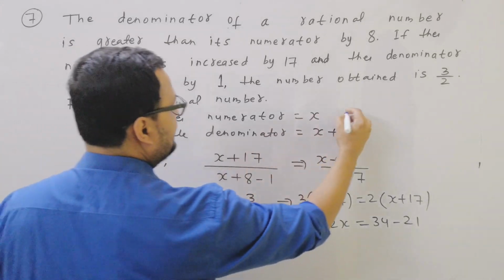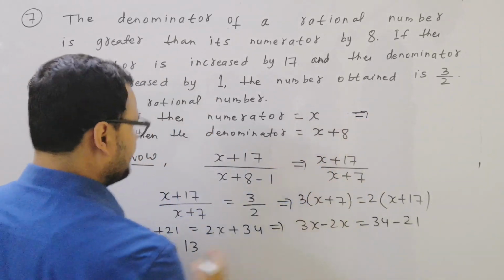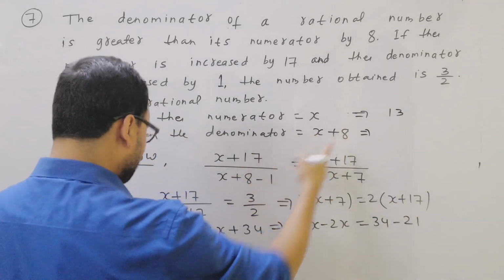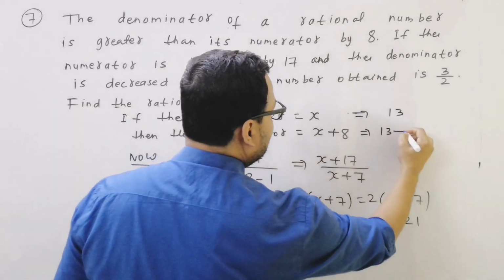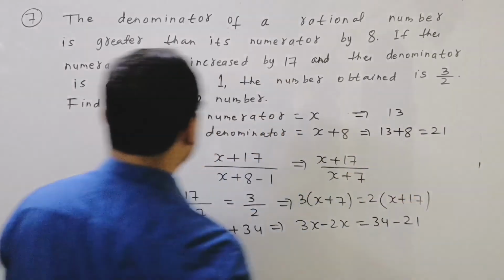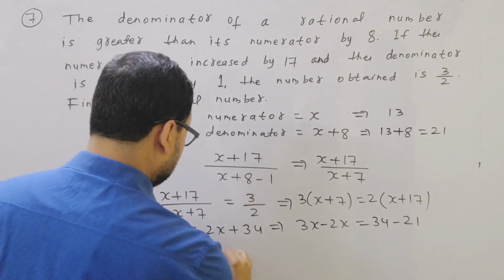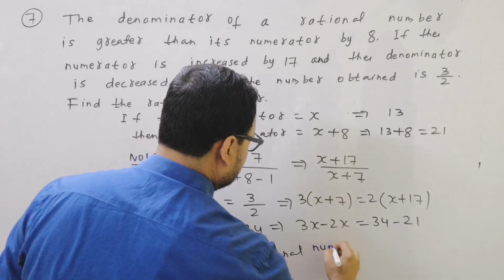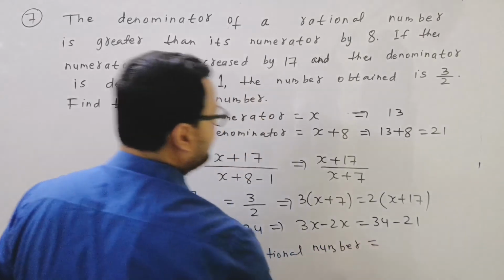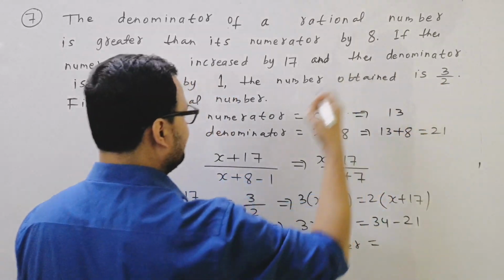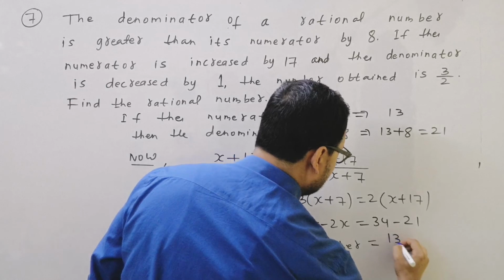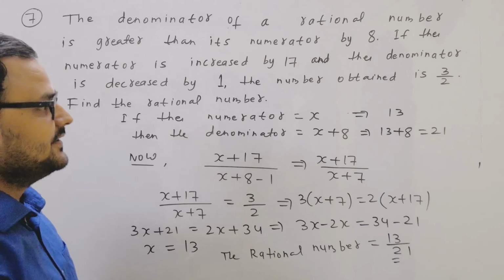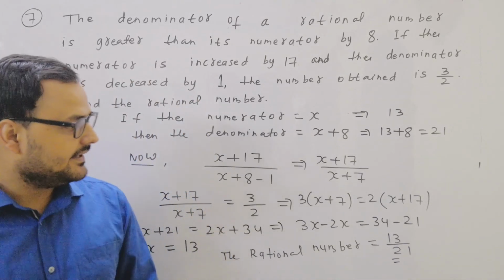Now they're asking to find the rational number. So the numerator is equal to x, so x means 13. And the denominator is x plus 8, and x is 13, so 13 plus 8, I got 21. So the rational number equals numerator divided by denominator, in this form 13 by 21. This is the answer. So for question number 7, the answer is 13 by 21.